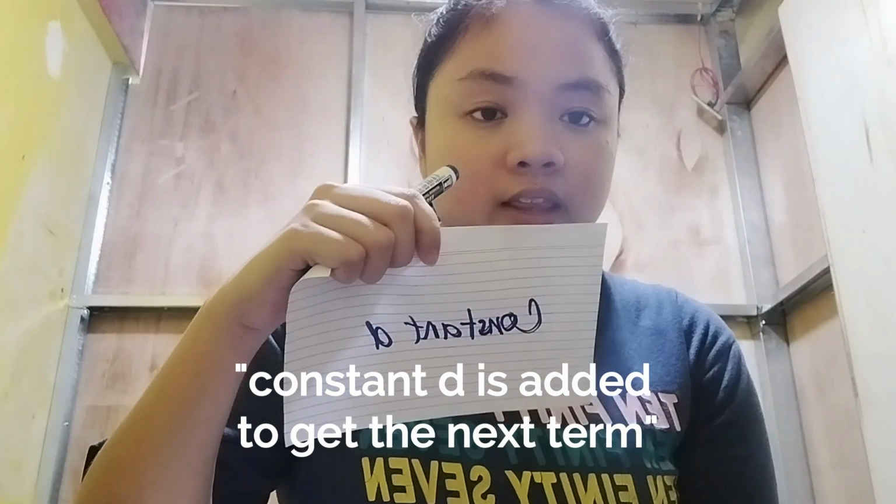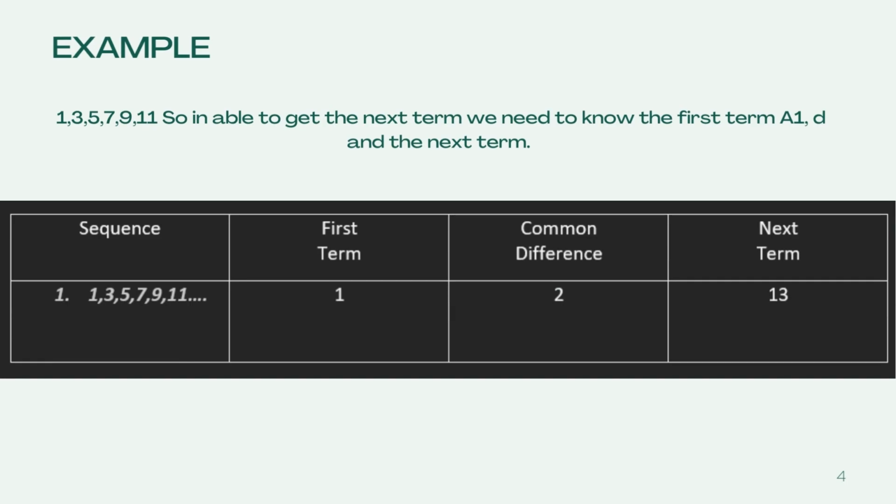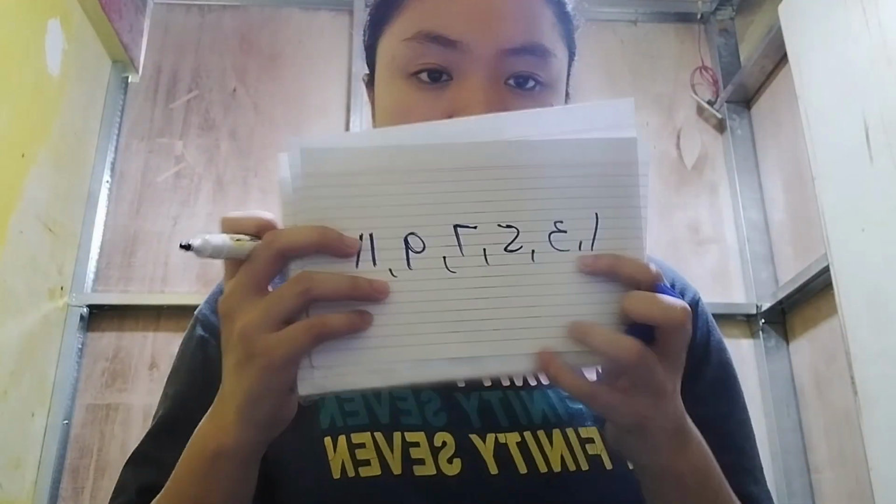So what is an arithmetic sequence? An arithmetic sequence is where the constant d is added to get the next term. So the constant d is the common difference of the arithmetic sequence. So let's have an example: 1, 3, 5, 7, 9, and 11. So this is our example.